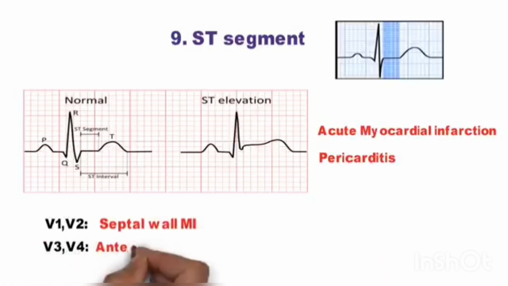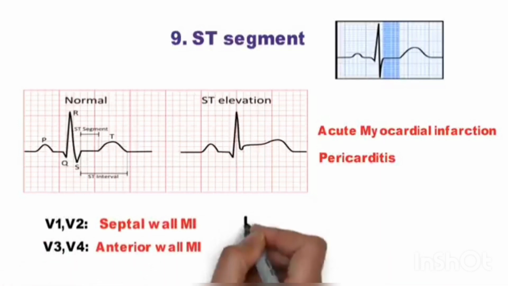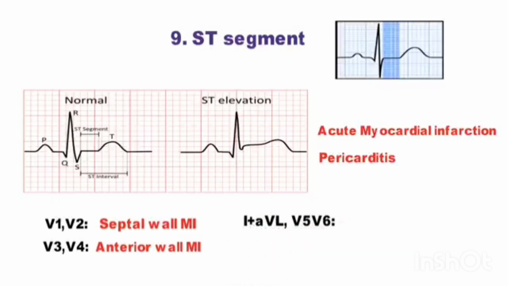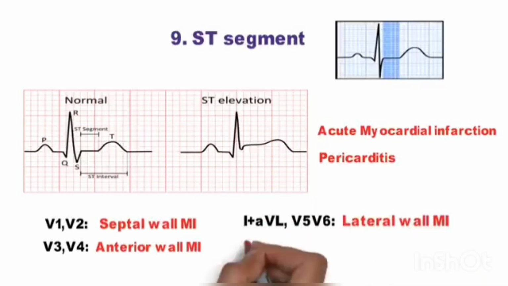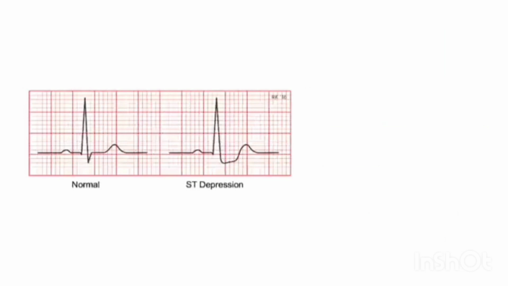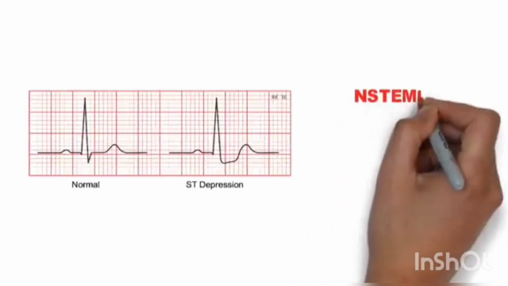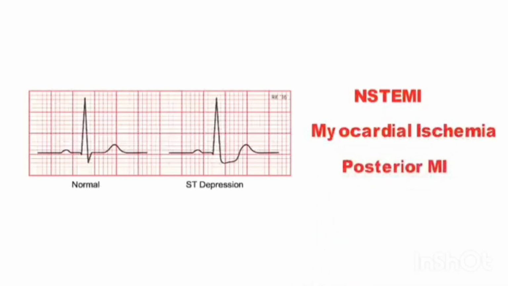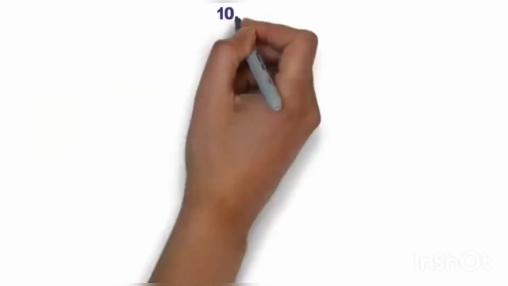If in V3, V4, then anterior wall MI. If present in lead 1, AVL and V5, V6, then lateral wall MI. And if present in 2, 3, AVF, then it suggests inferior wall MI. ST segment depression is seen in NSTEMI, myocardial ischemia, posterior MI, and many other causes.